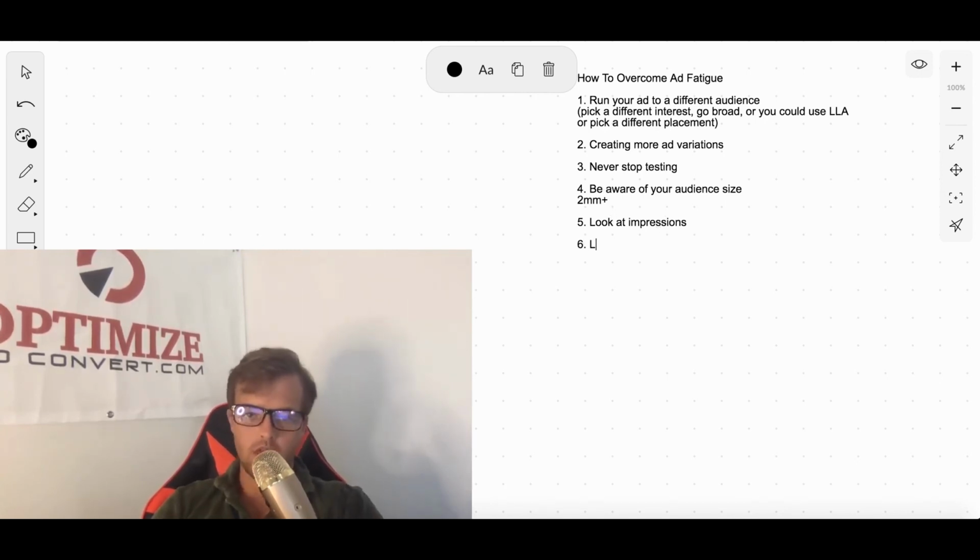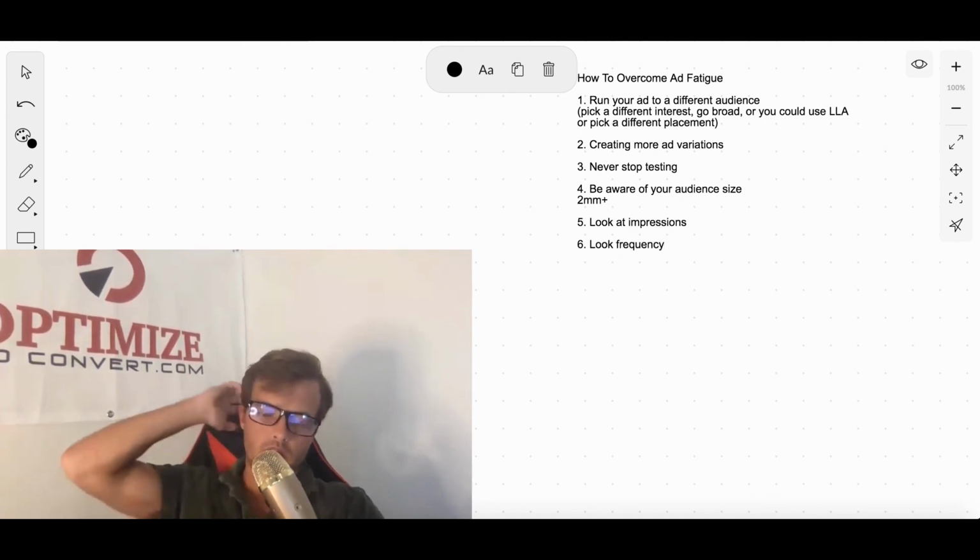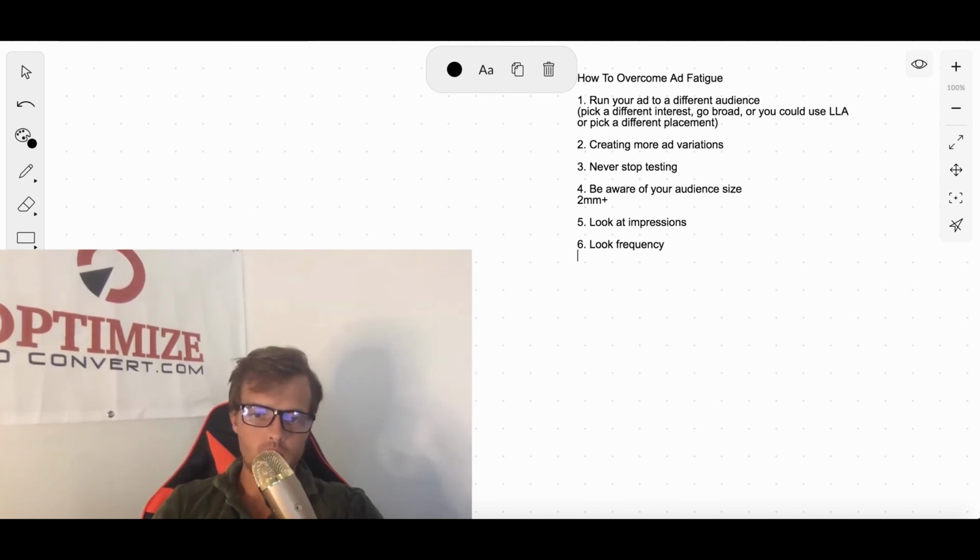And also look at your frequency rate. A frequency rate is basically how many times people in the audience have viewed the ad, right? So if you have a frequency rate that's like 2+, that means that each person in the audience that it's serving to has viewed your ad 2 or more times. That would be a very, very high frequency, and that means that you're dealing with ad fatigue or audience burnout, right? So anyways, guys, I hope this video is helpful.